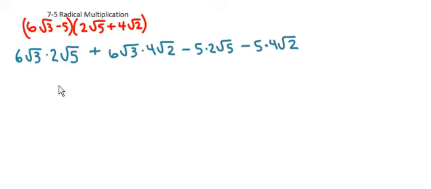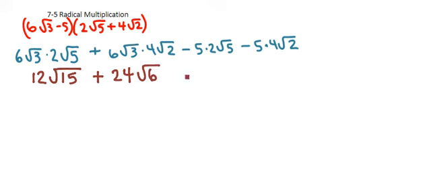Having completed our process of considering the first, the outer, the inner, and the last products, now we need to use commutative and do the arithmetic that we can. For instance, 6 times 2 is 12, and we recall that when we have the same index, in this case a 2, which is unwritten, we can combine the product 3 times 5 for 15. Continuing in like fashion with each of the terms, 6 times 4, 24, radical 6 minus 10 radical 5 minus 20 radical 2.